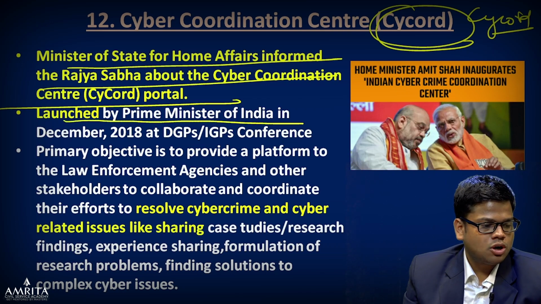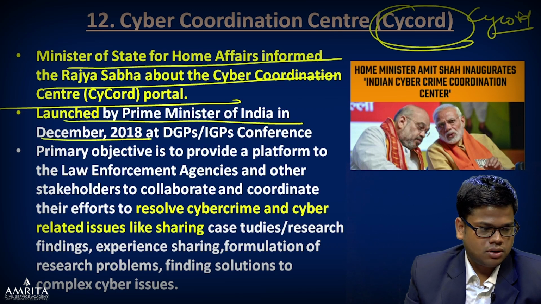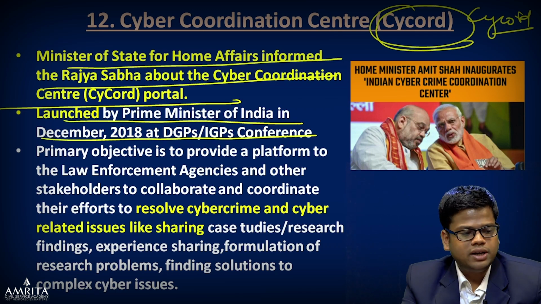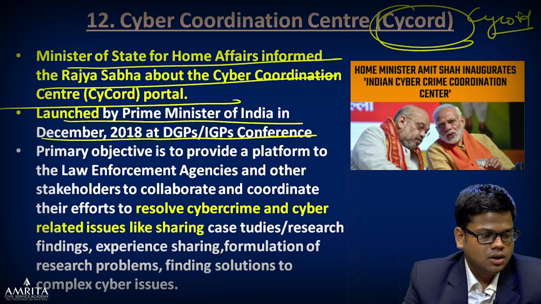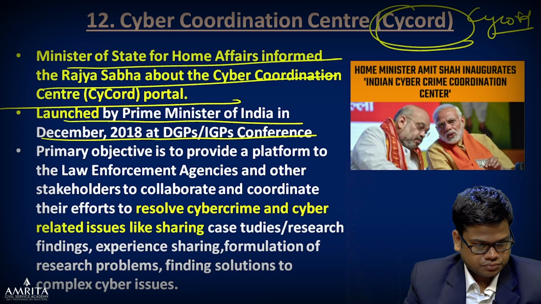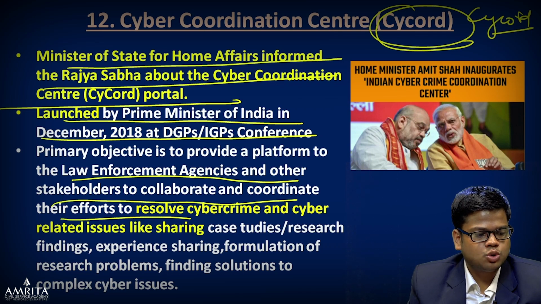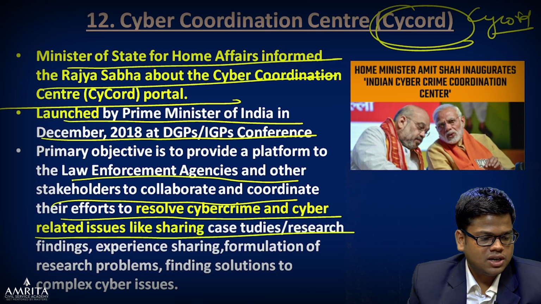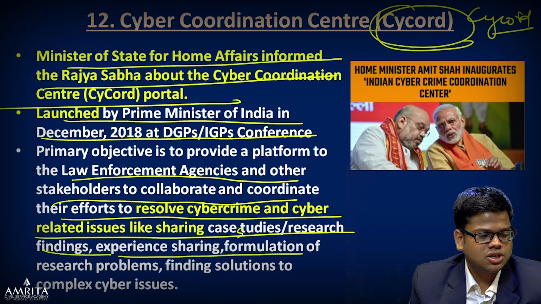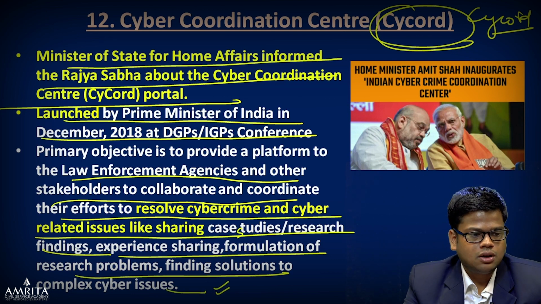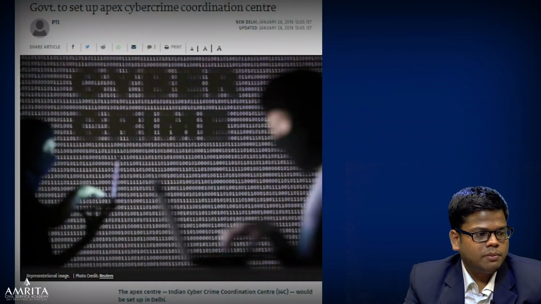It was launched by the Prime Minister of India on December 19, 2018 at the DGP-IGP conference. The prime objective is to provide law enforcement agencies and other stakeholders a means to collaborate and coordinate their efforts to resolve cyber crime and cyber related issues, like sharing case studies, research findings, experience sharing, formulation of research programs, and finding solutions to complex cyber issues. So, Cyber Coordination Center. Okay. The government is to set up an Apex Cyber Crime Coordination Center.